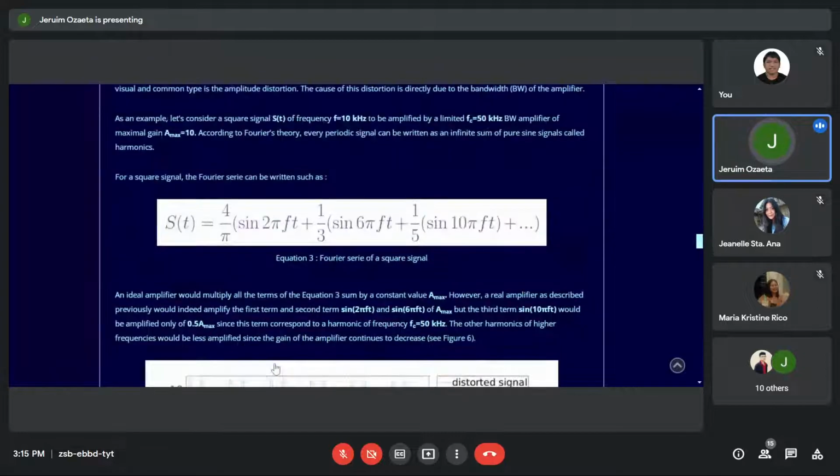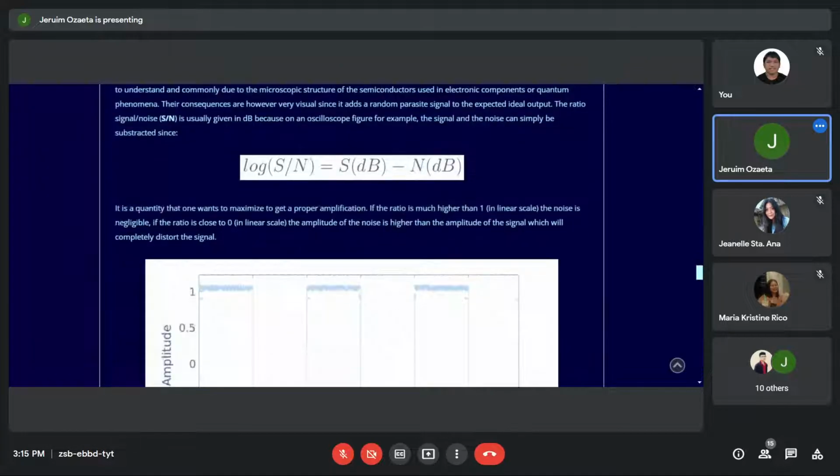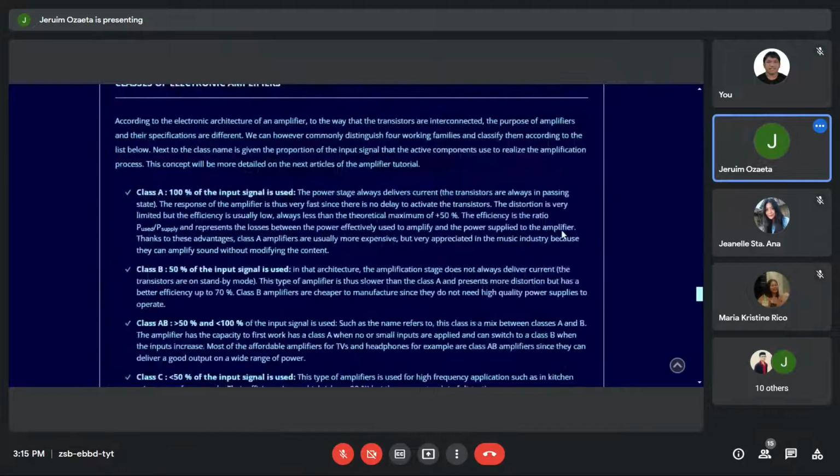So this is the expression of the sinusoidal Fourier series of the square signal. Well, we don't have to discuss this because we did not discuss yet the Fourier series. So here, okay.